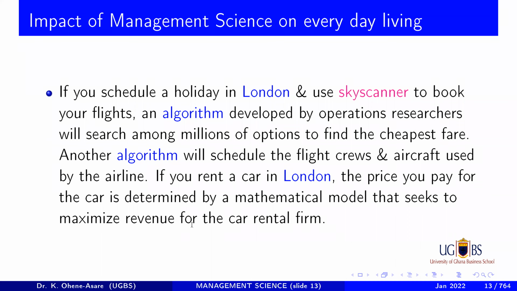Let's assume that you want to go on a holiday in London. And normally you go and search for the cheapest flight. And so you use Skyscanner. Those of you traveling, you know it. Use Skyscanner, and Skyscanner has several algorithms. It's just like Google.